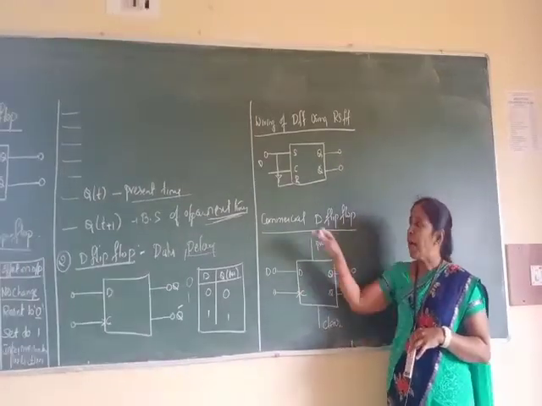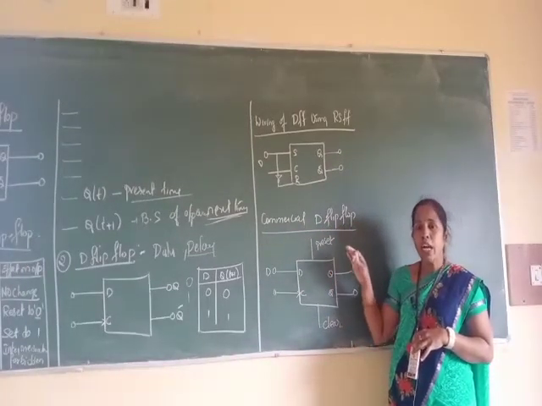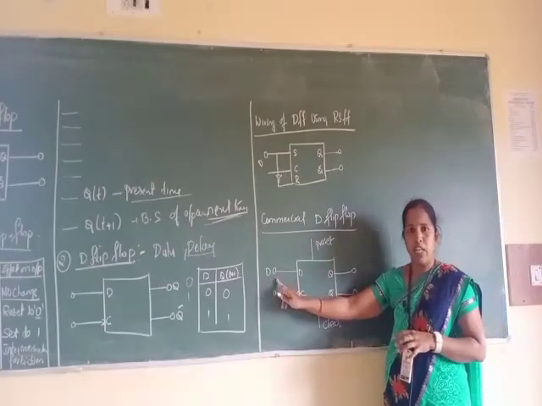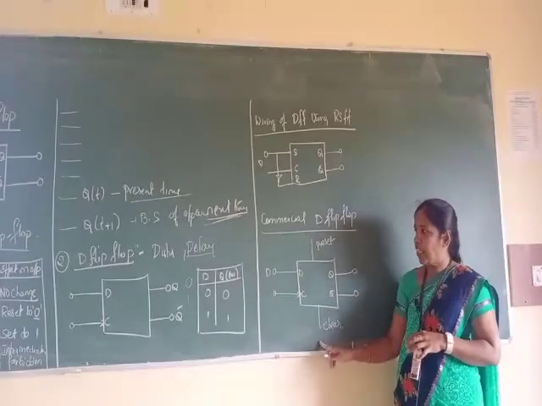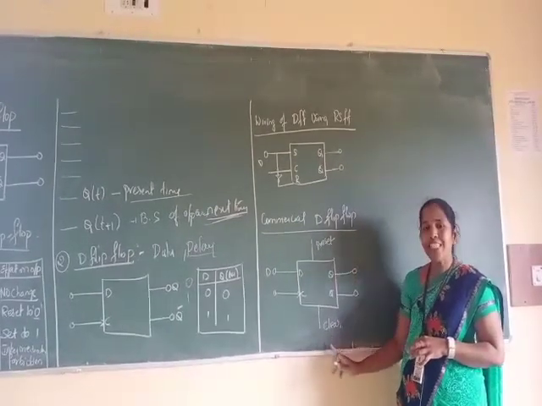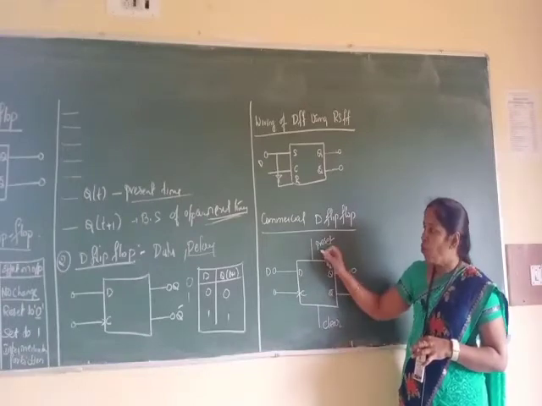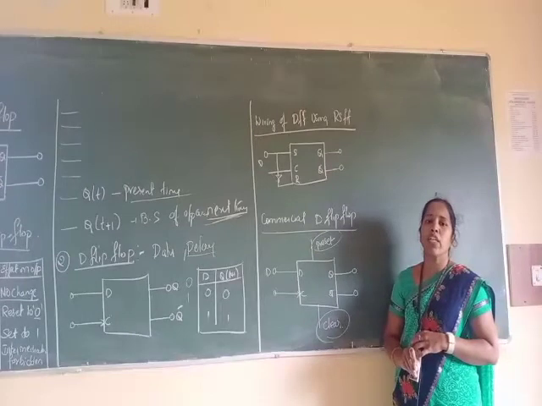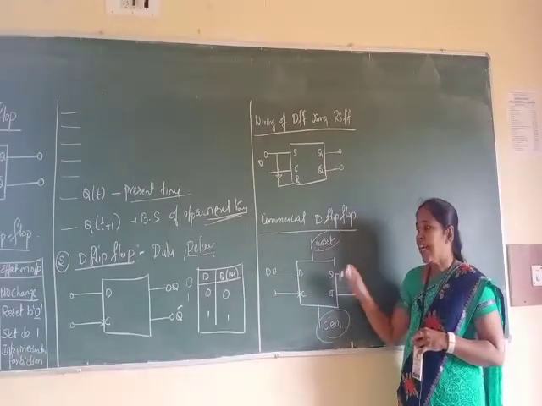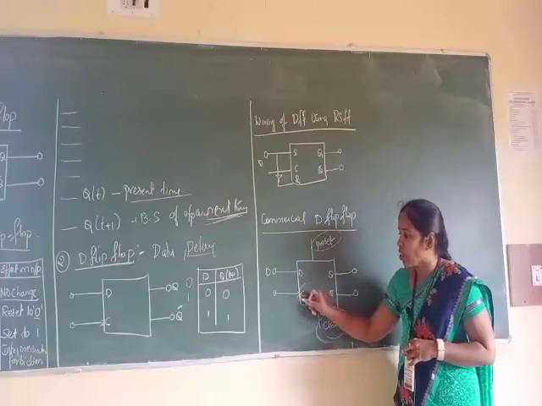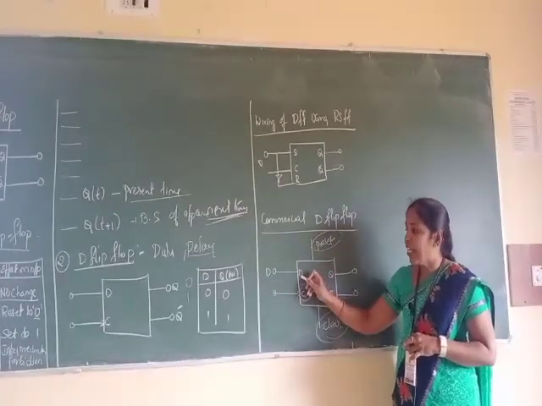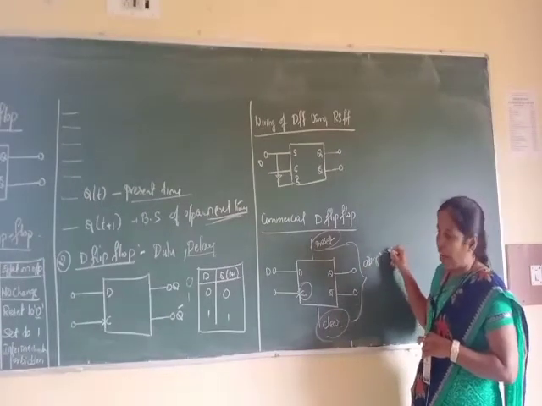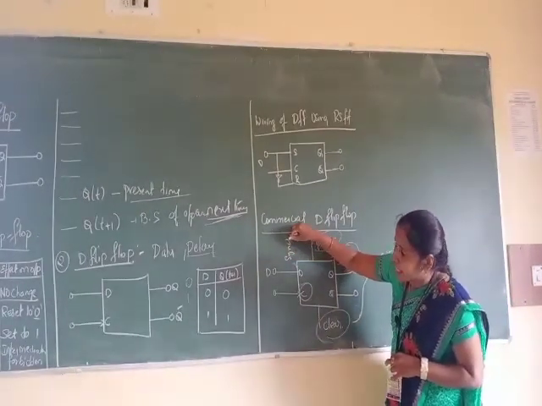One more we have is the commercial D flip-flop. If you check this diagram, again the data input is there. You have 2 more inputs, preset and clear. These 2 extra inputs are known as asynchronous inputs. They do not depend upon the clock signal, whereas the data input is known as a synchronous input.